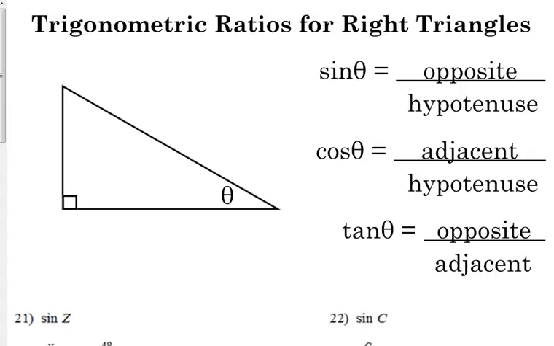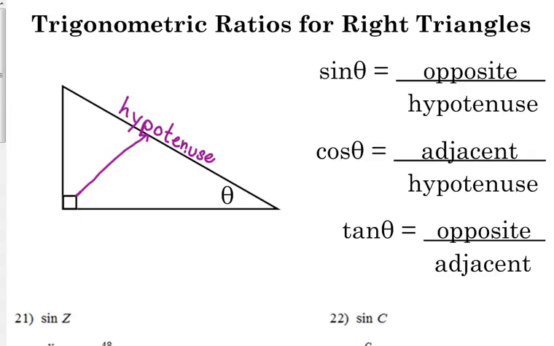Now, the hypotenuse is always the same, regardless of where theta is. The hypotenuse is always the side directly across from the little right angle. To me, it has a point, and it points straight to the hypotenuse. The corner of your right angle points directly to the hypotenuse. It should not touch any other side in your triangle. It doesn't matter how your triangle is oriented, that corner is always going to point to the hypotenuse.